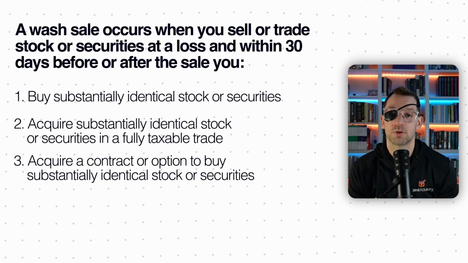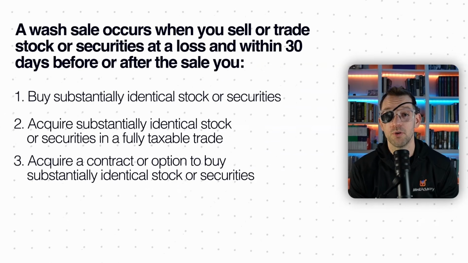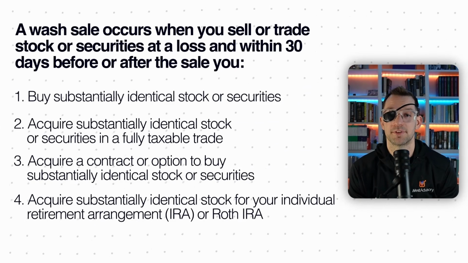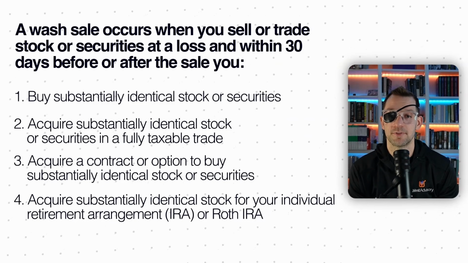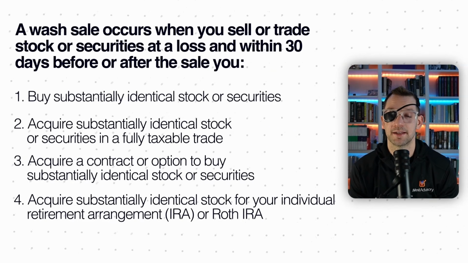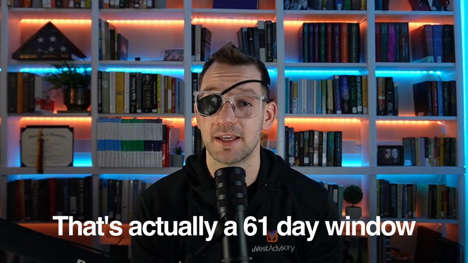3. Acquire a contract or option to buy substantially identical stock or securities, or 4. Acquire substantially identical stock or securities in your individual retirement arrangement, or IRA as we most often call it, or Roth IRA. So 30 days before or after the sale of a stock or security. You might be thinking that's a 60-day window, but that's actually a 61-day window because you have 30 days before the sale, 30 days after the sale, and of course the day of the sale.